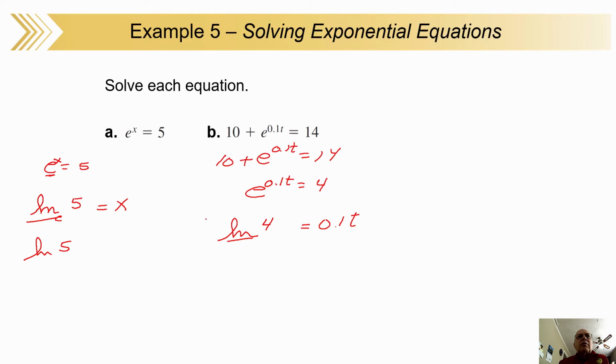Now, don't worry about this. You could throw it in your calculator and find the natural logarithm of 4, but you don't need to right away. What you can do is look at the right-hand side. If you're solving this equation and just looked at the right-hand side, you'd multiply both sides by 10. So 10 natural logarithm of 4 equals 1t. And that's what you want. Now put it in the calculator and you've got your answer.